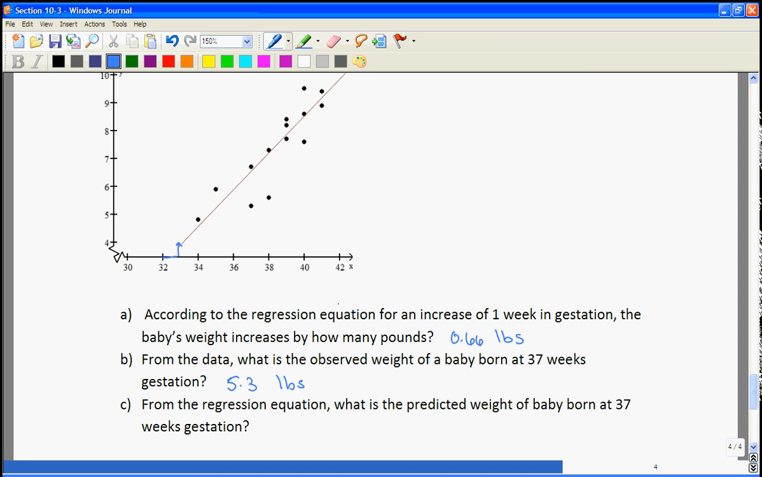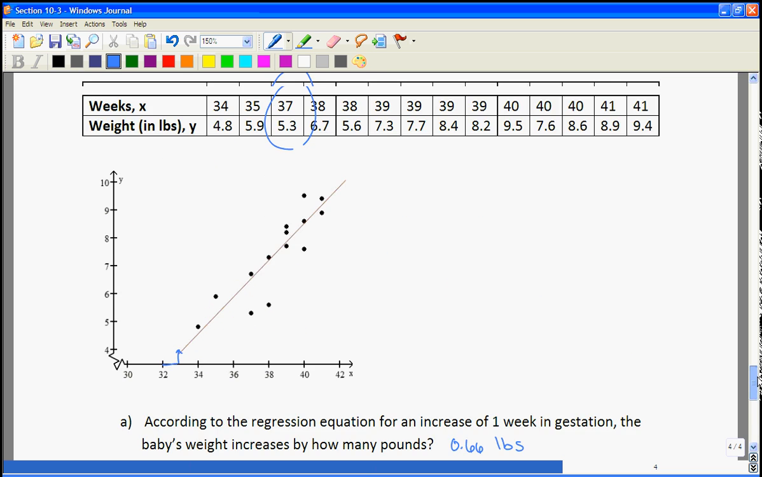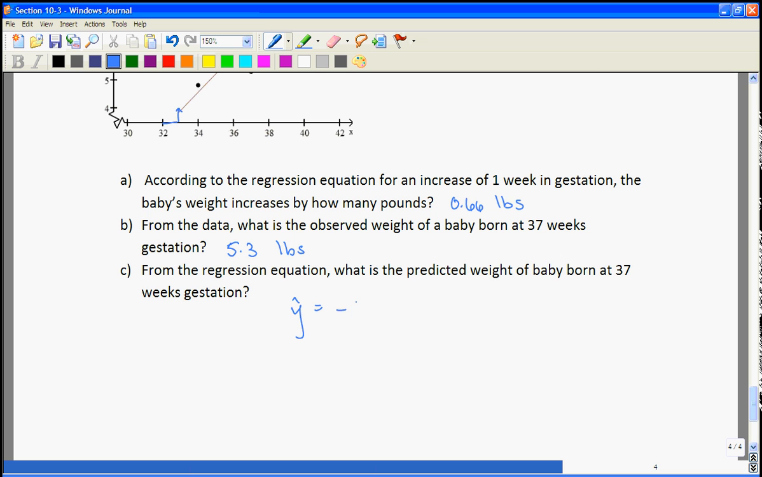Okay, and C, from the regression equation, what is the predicted weight of a baby born at 37 weeks? So now they're asking me to use the equation to say what a baby might weigh given that it's born at 37 weeks. So again, this is not what it should weigh or what it has to weigh, but just overall trend-wise what it probably might weigh. So here's my regression equation. Y hat equals negative 17.89 plus 0.66x. So what am I supposed to do with that 37?